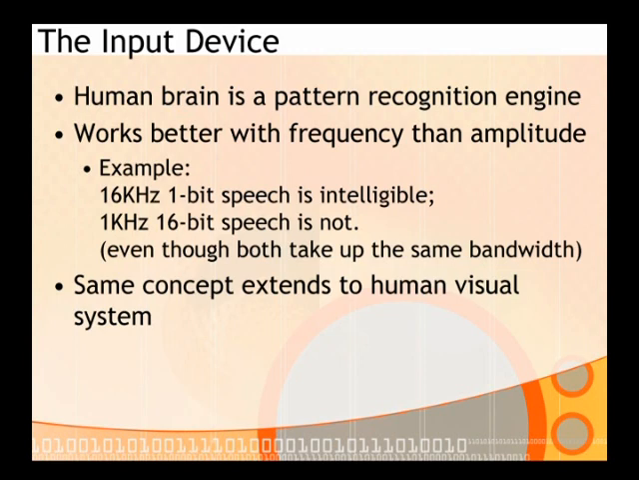However, the 1 kilohertz 16-bit sample, you're not going to understand. It's going to sound like bludgeoning a walrus underwater or something. It's muddled and you can't understand it at all. So that's just one example to illustrate that the brain works better with frequency than amplitude. And the same concept extends to the human visual system.